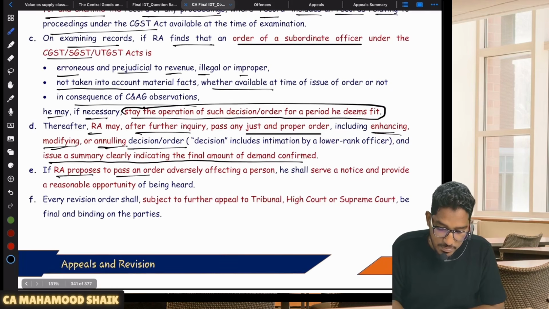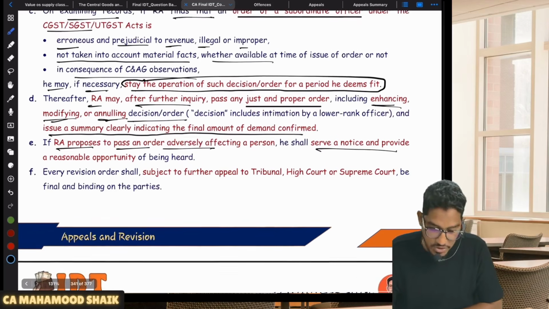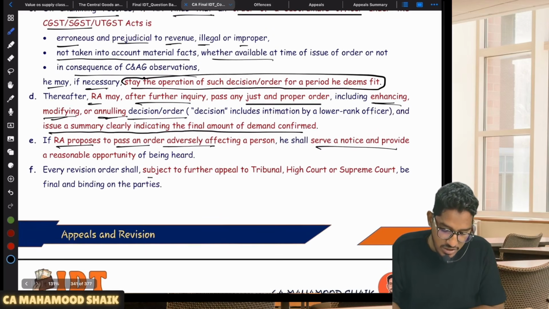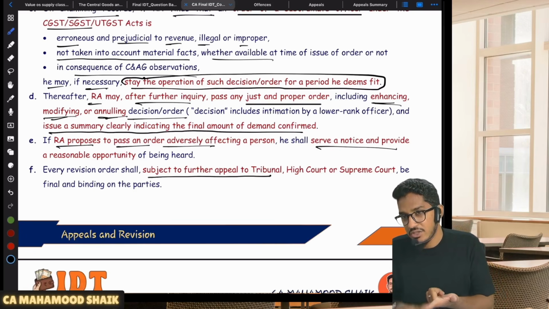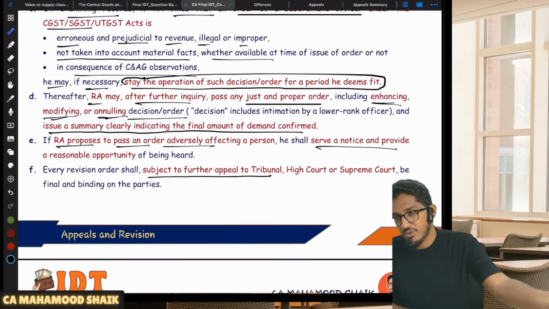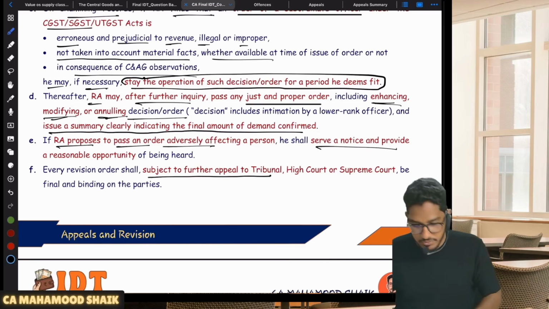If the RA proposes to pass an order adversely affecting a person, like when the amount is increasing because of the revisional authority, then before passing the order increasing the tax, interest or penalty, first they have to give a show cause notice and provide an opportunity of being heard. Every revision order is subject to a further appeal only to a tribunal. This is what I have told. For a revisional authority's order, you can't go to the appellate authority. If you want to appeal, you have to go to the tribunal, thereafter High Court, thereafter Supreme Court.